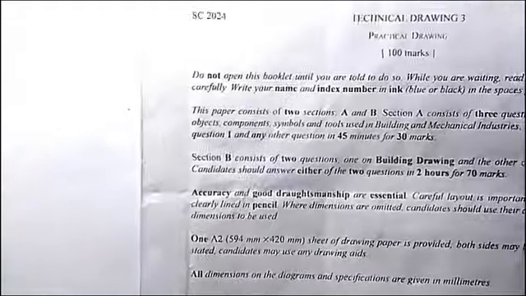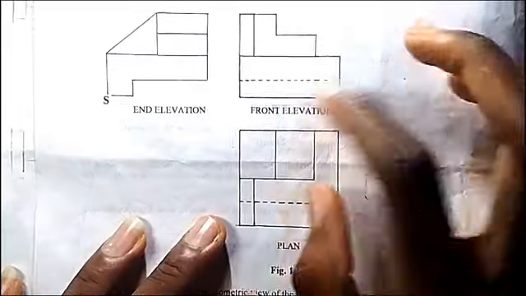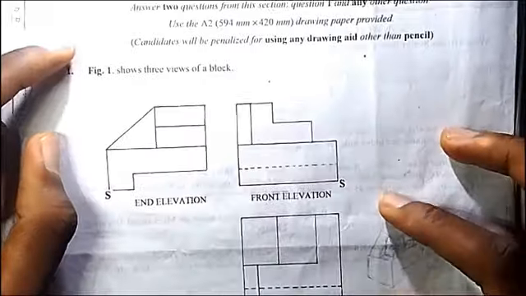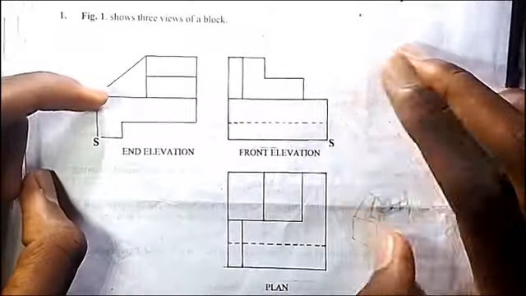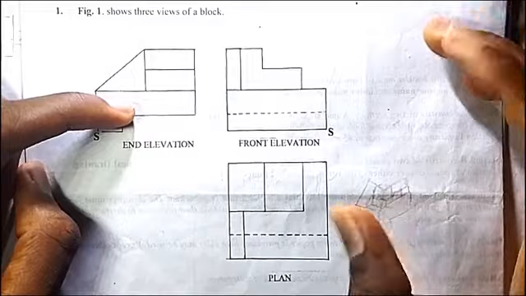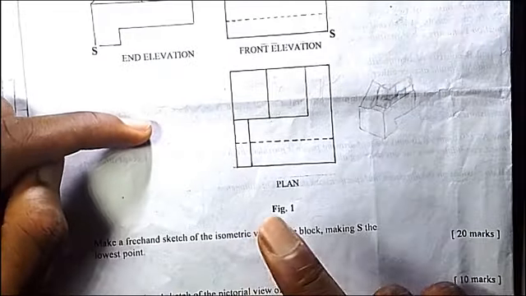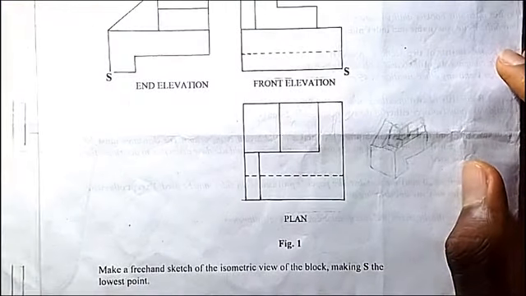From the West African Examination Council, we'll be using the first exam, the number one question, and we are given the three views of the block: the front elevation, the end elevation, and the plan. And we are asked to make a freehand sketch. But in this video, we are drawing an orthographic projection.